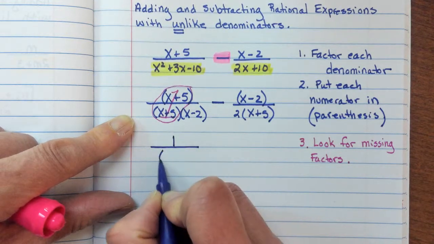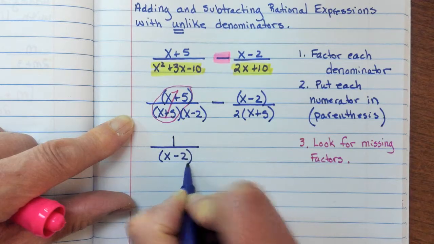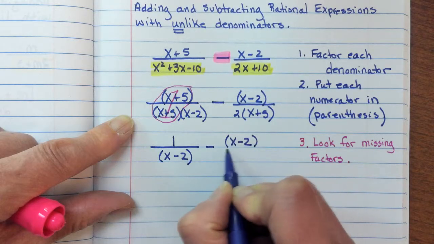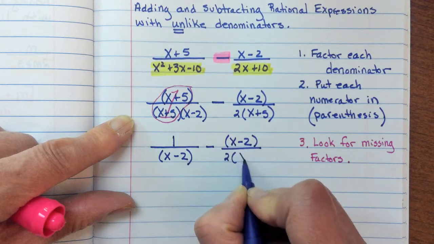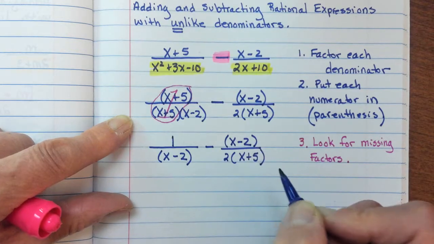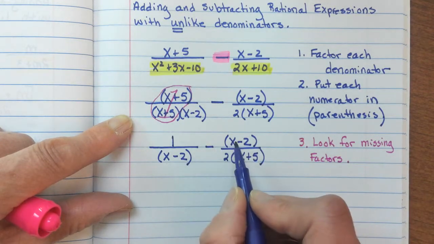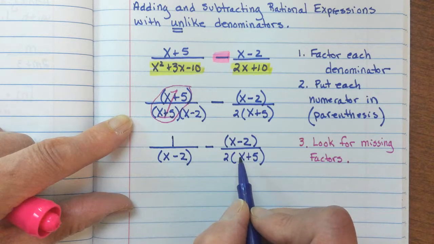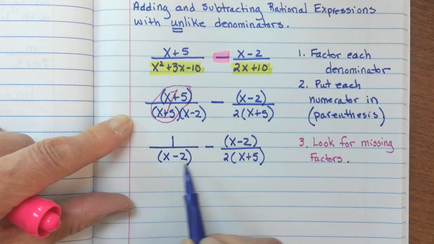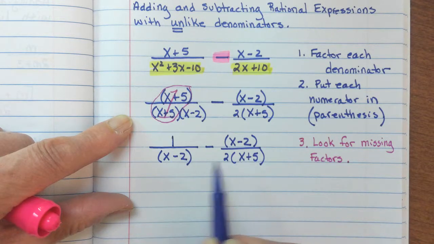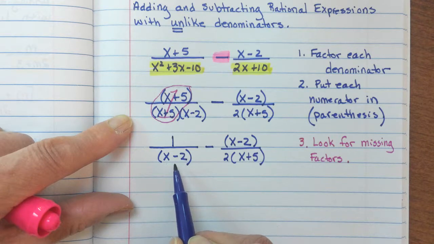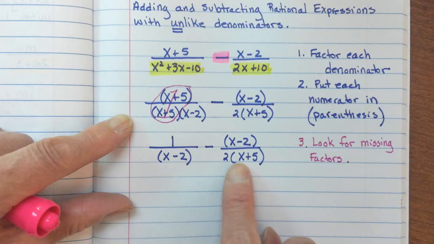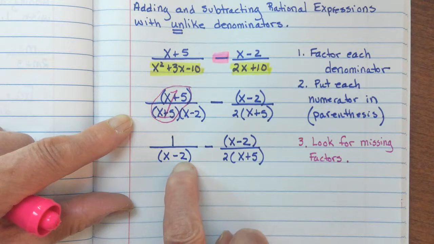So now I have x minus 2 in the denominator, and here I have x minus 2 in the numerator, and then I have 2x plus 5. Okay, so it's very tempting to want to divide those out, but I cannot because they're in two separate fractions. Okay, so now I'm going to look for missing factors. So this one here looks like it needs a 2 and an x plus 5. It wants to have these two factors here. This 2 and this 2 are not the same.